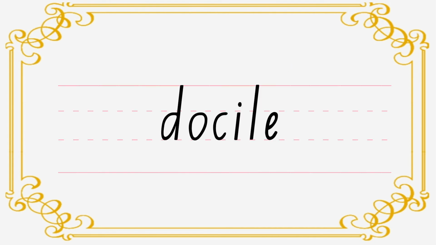For spelling docile, start with the D-O, making the do sound, which is followed by the C-I-L-E, making the sile sound. Keep in mind that the C here is making the soft C sound. D-O-C-I-L-E spells docile.